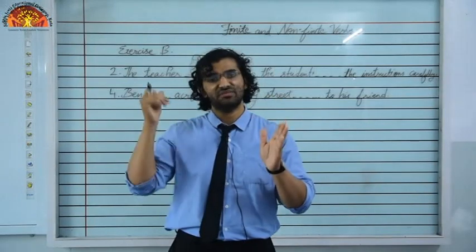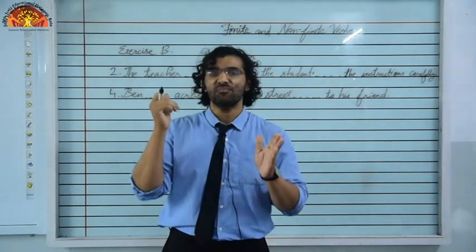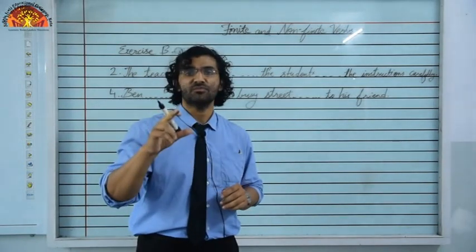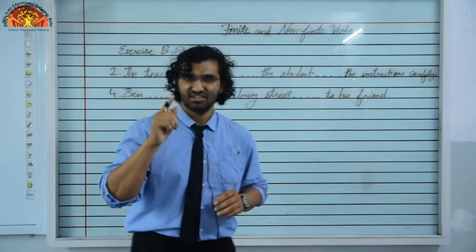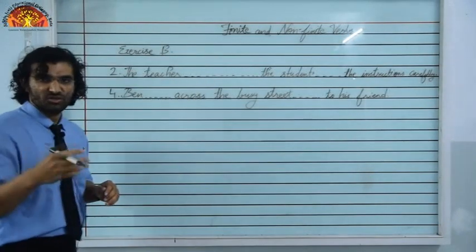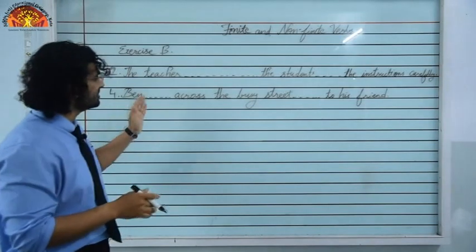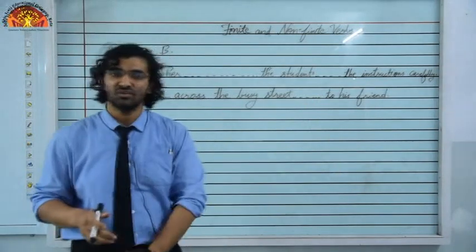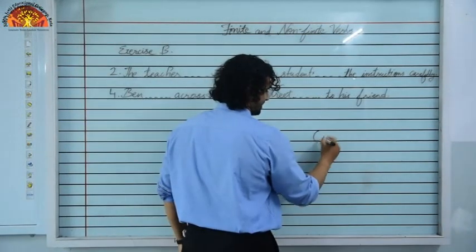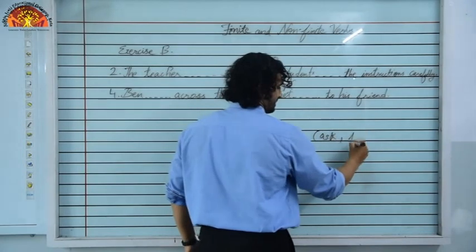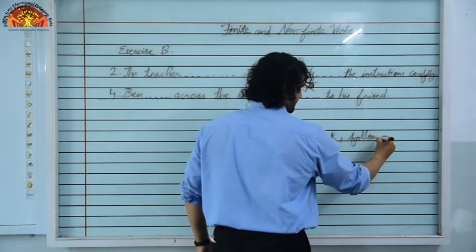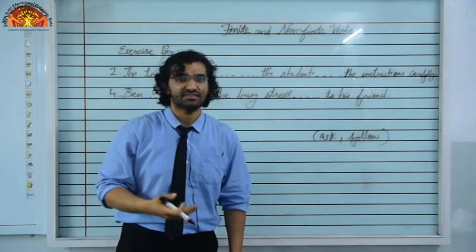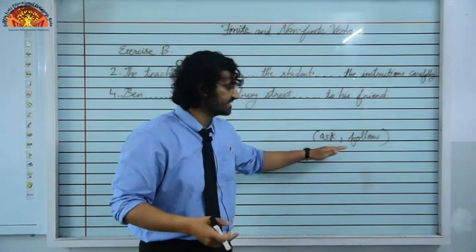We are going to do this fill in the blanks exercise, exercise B, page number 27. We need to fill in the appropriate forms of finite and non-finite verbs. Let's begin with the second one, because first one has been already done for us. The teacher dash the students dash the instructions carefully. We have our options for this: ask and follow. Alright, so I want you to guess the answer. I want you to try to give the answer.